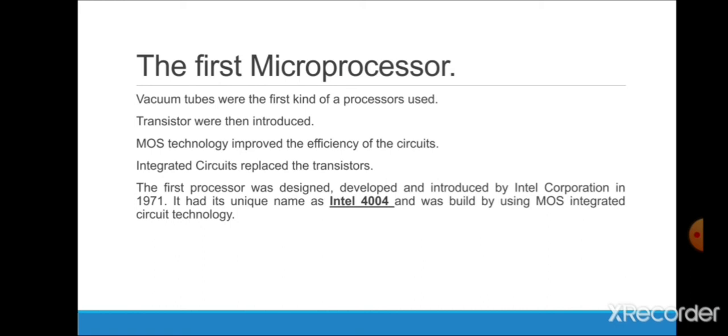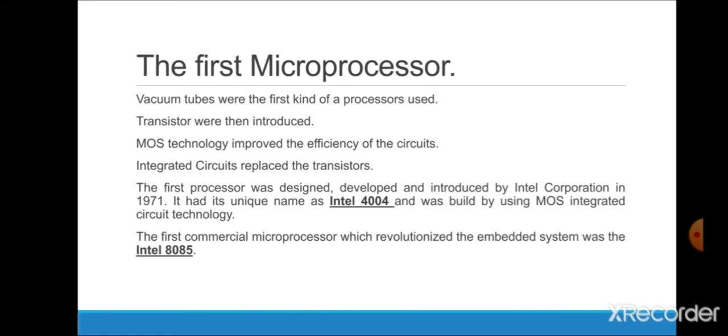This was the first and essential step in the field of microprocessors and microcontrollers. The first microprocessor which gained success is the Intel 8085 microprocessor. It was the first commercial microprocessor. It was a big success then, and even today we find some applications based on the 8085 microprocessor.